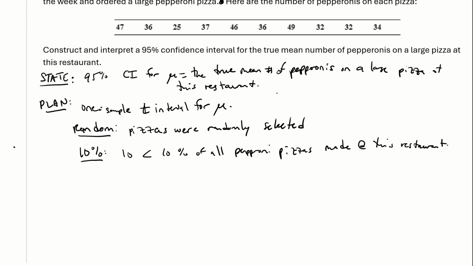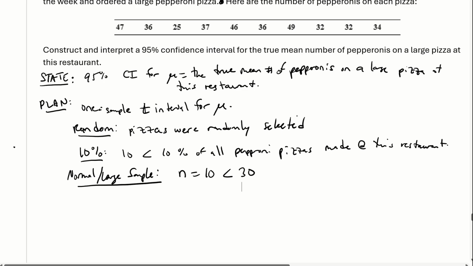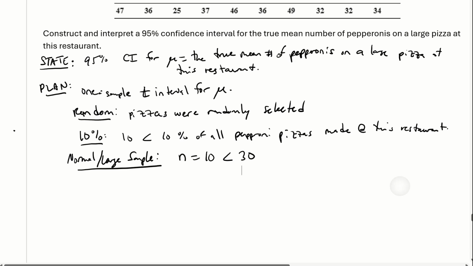All right, and then the last condition, normal/large sample condition. So what we need to do, we know that the sample size is 10, which is less than 30, right? So that means that we need to draw a graph, a visual representation of this, either a histogram or a stem plot or dot plot or something like that. Dot plot is usually a really easy way to do it. So I would do a dot plot just because it's simple, okay?